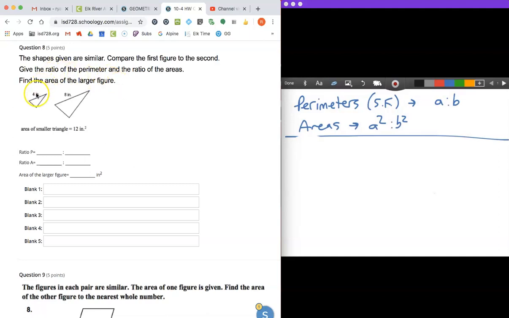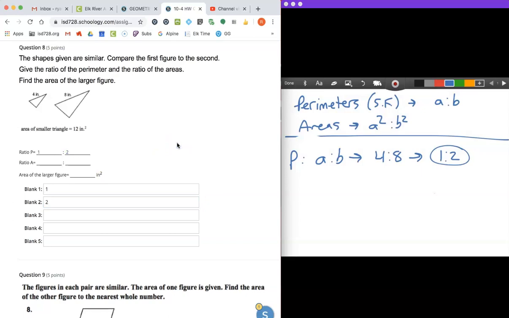So I see a 4 and an 8 here. All right, so I'm going to start with ratio of perimeters, because that's A to B. Well, if I'm going first figure to second, that's 4 to 8, which is not simplified, so I'm going to write it as 1 to 2. So that's one of my answers right there.